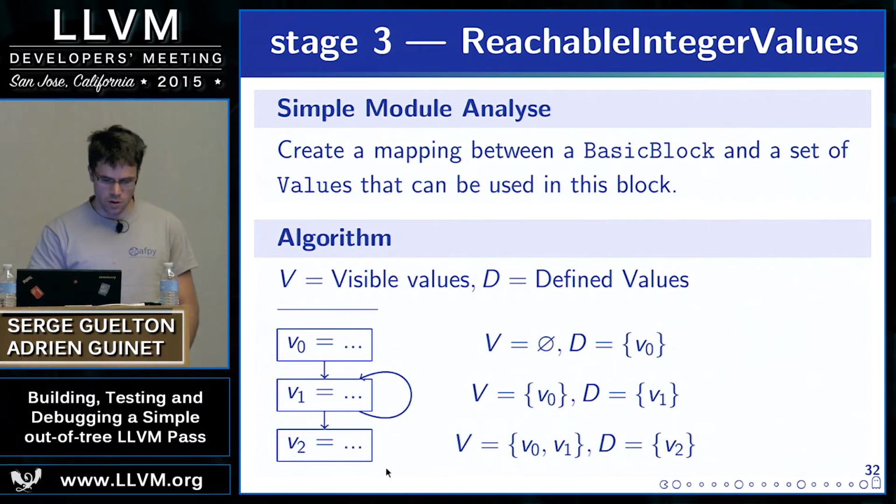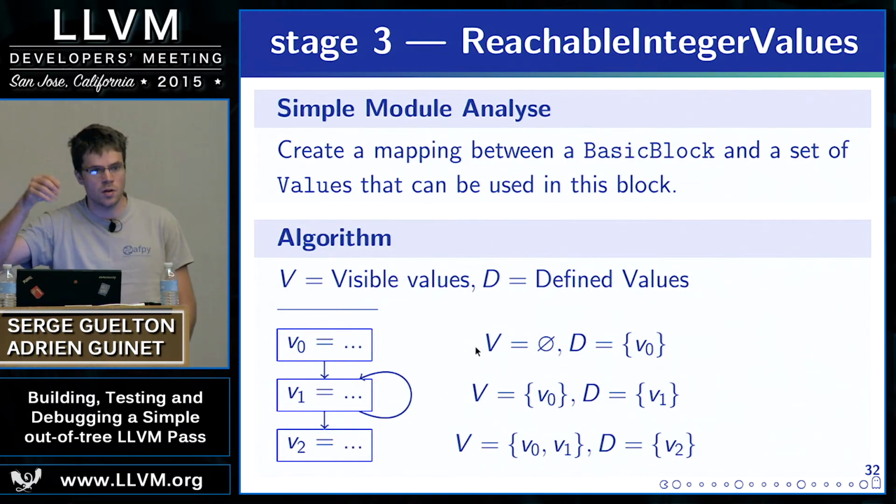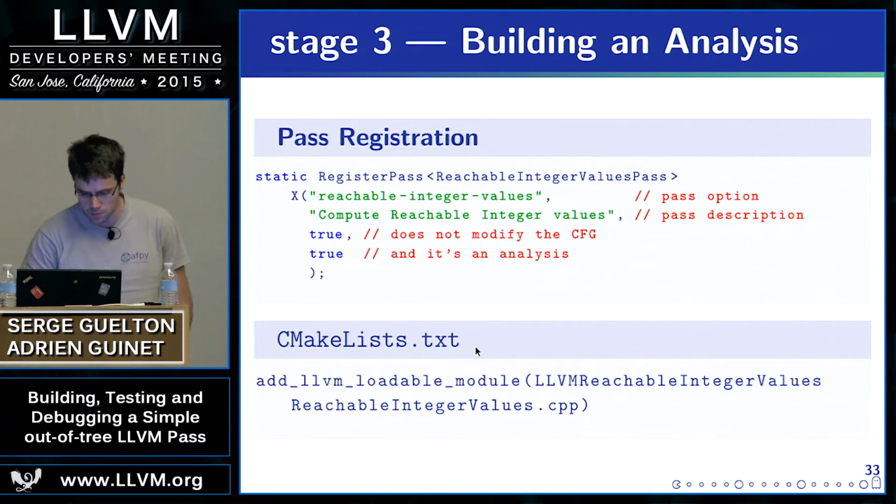And the visible values of this basic block will be all the values from this block, and it defines a few new ones. So what we are going to do is walk the function, walk the dominator tree, and keep on filling the defined and visible values, and then build this mapping between basic blocks and visible values, and make it available for other passes.